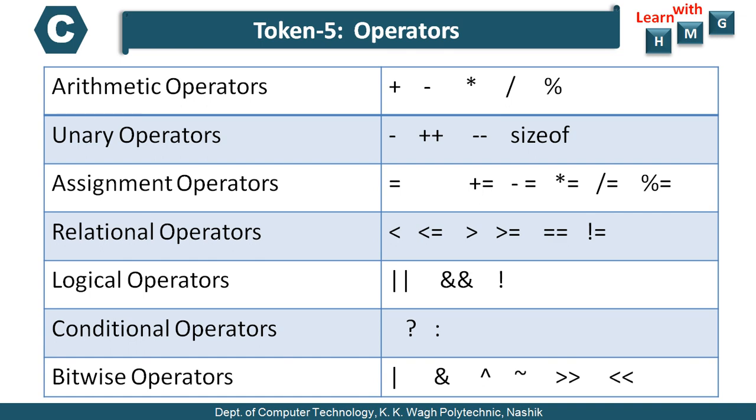Then unary operators. These operators operate on a single operand, that's why they are known as unary operators. The first is the negation operator, which is used to change the sign of an operand, that is plus to minus or minus to plus. Plus plus is called the increment operator, which is used to increment the value by 1. Minus minus is called the decrement operator, which is used to decrement the value of a variable by 1. Sizeof is the operator used to find out the size of a data type or variable in terms of bytes.